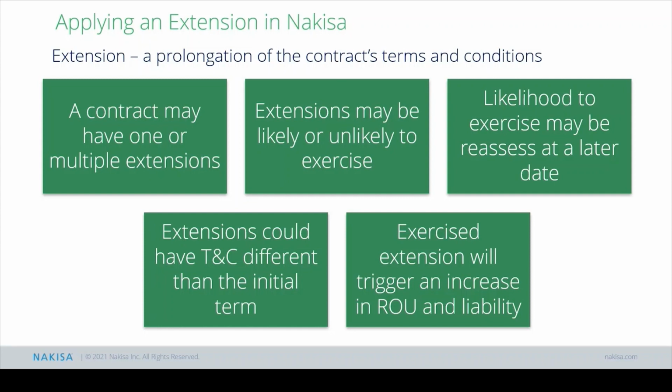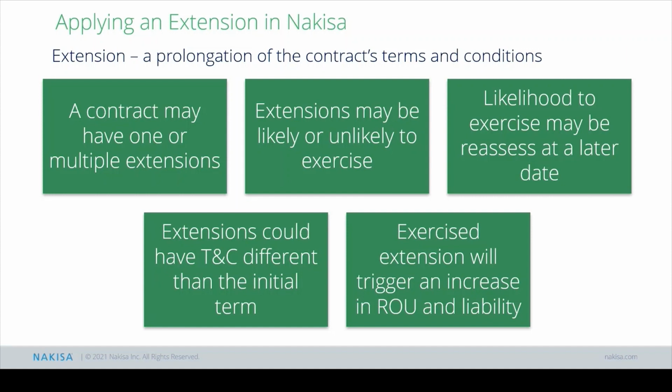A contract can have one or multiple extensions. You can add them from the very beginning or through the life of the contract. You can add them as likely or unlikely to exercise. You will see, and we'll talk about it, you can use either base rent or extension to do that. You can change the likelihood of exercising through the life of the contract or the term of the extension itself.